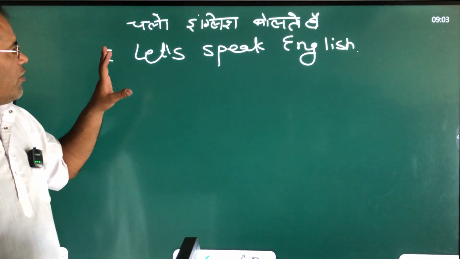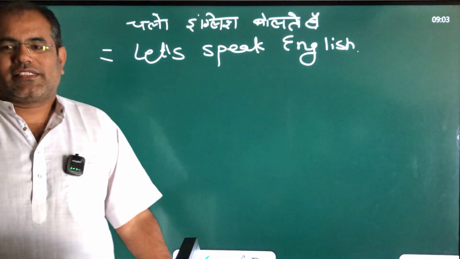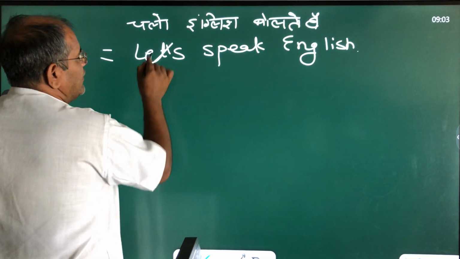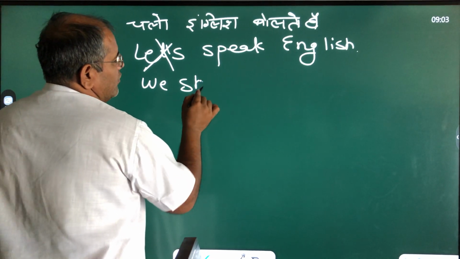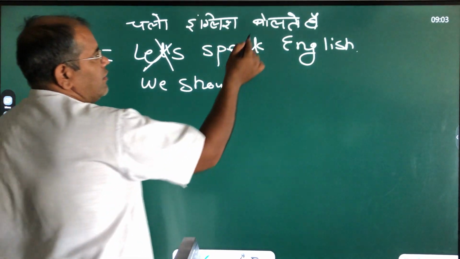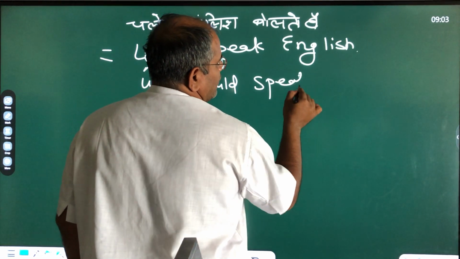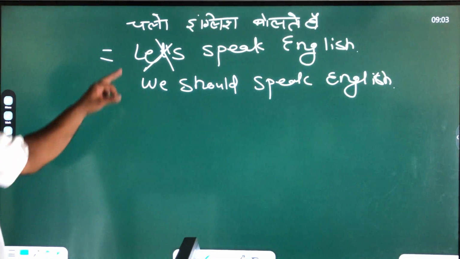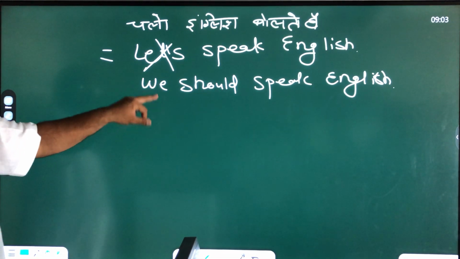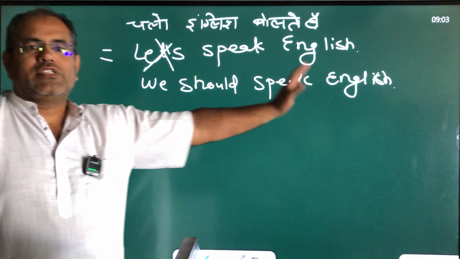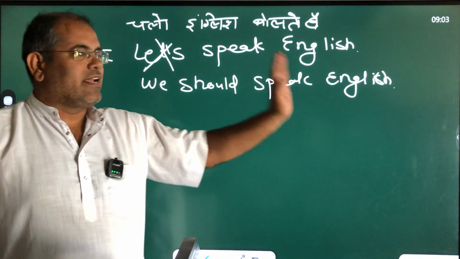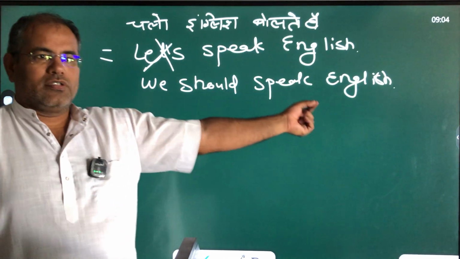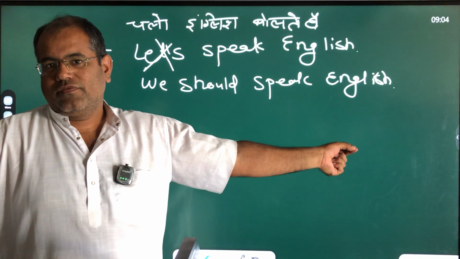And guys, if you don't like to use let's at the first place, then you can replace it and use we should. For example, चलो English बोलते हैं. It means at the first you have to use we should. Then speak. Then English. Okay. Same sentence. Only replace let's and use we should. And then same to same. Do you understand? Yes, sir. We should speak English. चलो हम मैथ सीखते हैं. Let's learn math. We should learn math. Is that clear? Yes, sir.